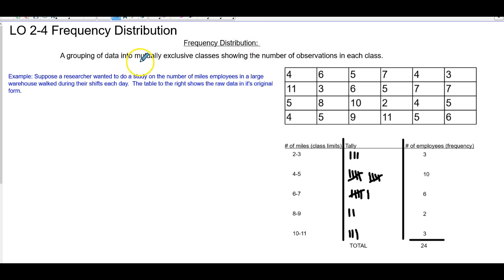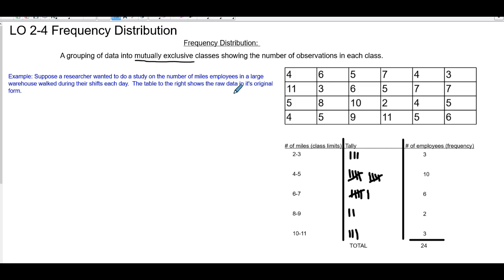Another thing I want to point out is this term mutually exclusive. Mutually exclusive means that you can't have crossover in your categories. So for example, an employee couldn't walk 2 miles and also walk 6 miles in the same day. So let's take a look at this example and then we will analyze the frequency distribution.